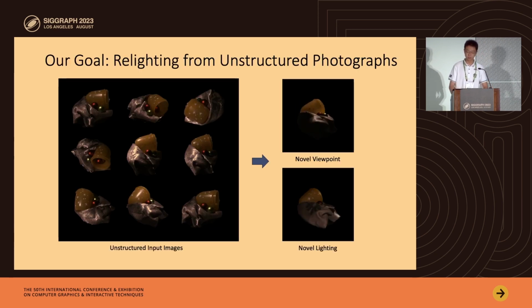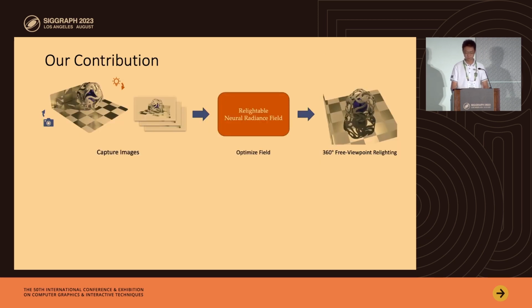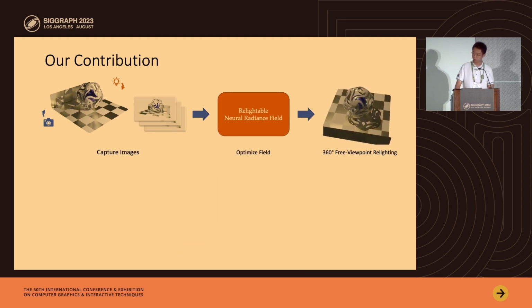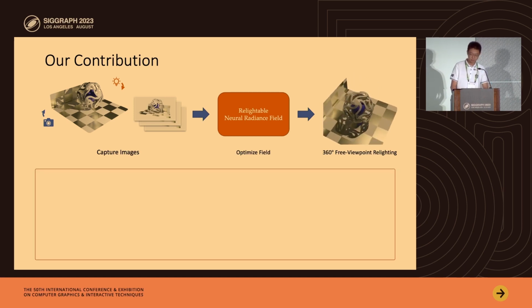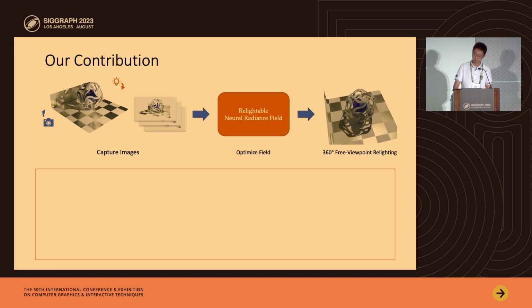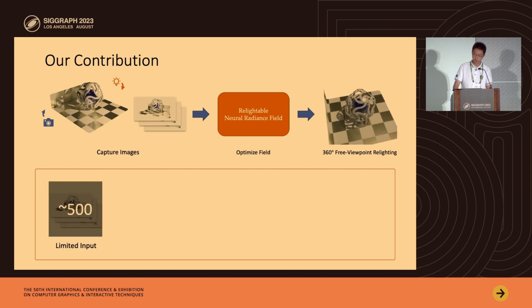Let's start with our goal, namely free viewpoint relighting, with full global light transport of objects with ill-defined geometry and complex material properties, using only hand-captured unstructured photographs. We achieve this goal by optimizing a directly relightable NeRF for each scene such that the error with respect to the captured images is minimized. Our method can achieve similar quality results from around 500 input images compared to previous state-of-the-art relighting methods.